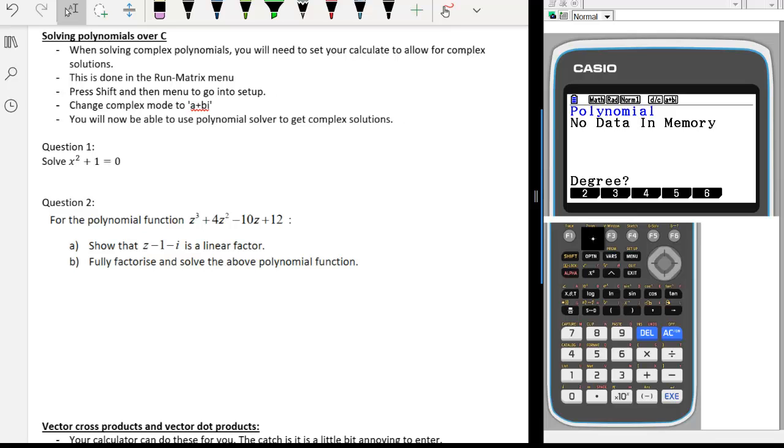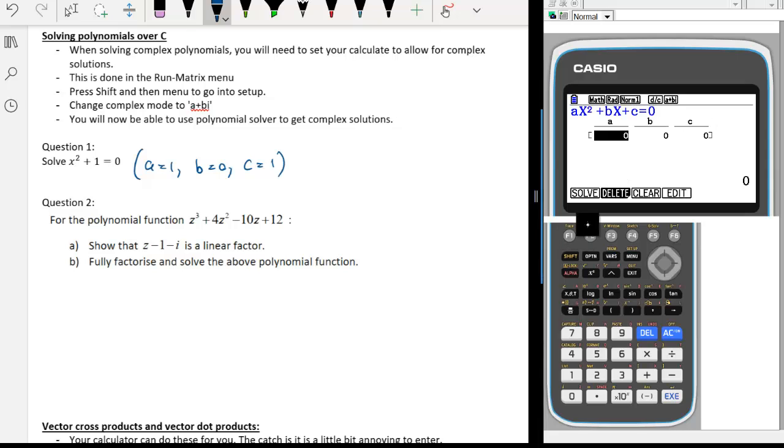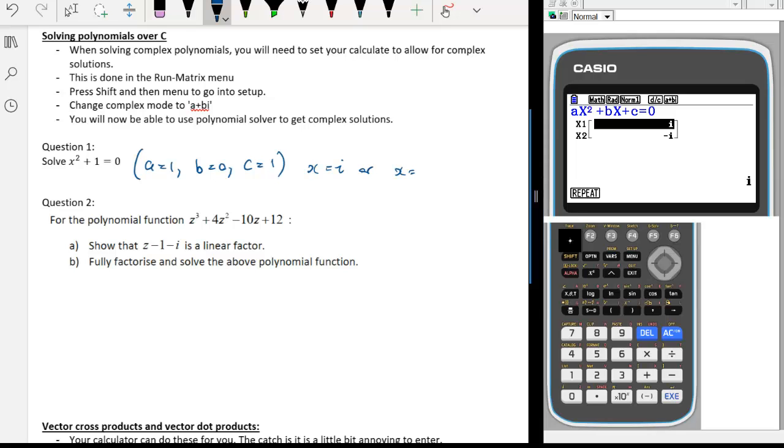So for our first example, we've got x squared plus 1, which is a quadratic, right? And in this, we have a is equal to 1, and b is equal to 0, c is equal to 1. So here we go, second order. We've got 1 and 0 and 1. And now when I hit F1 to solve, you can see I've got my two answers. I've got x is equal to i, or x is equal to negative i. So there's our solutions, our complex number solutions.